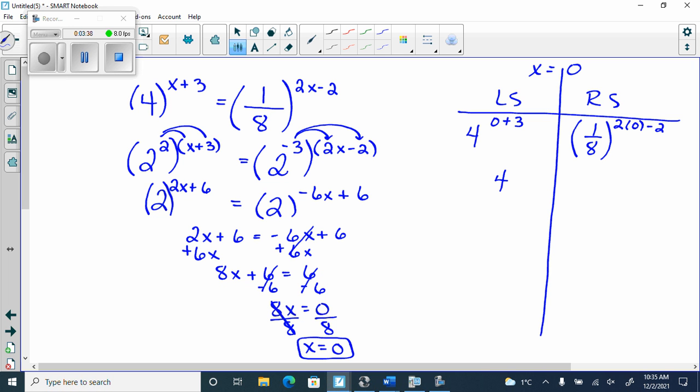This is going to be 4 to the 3. And then this is going to be 1/8 to the negative 2. If you type this in, you get 64. If you type that in, you get 64. So they match. Right? So we know we're right. Boom. Done. Okay? That's a common base question. All right? Flip over. You're doing one on the back.